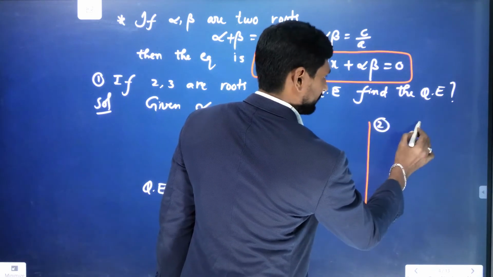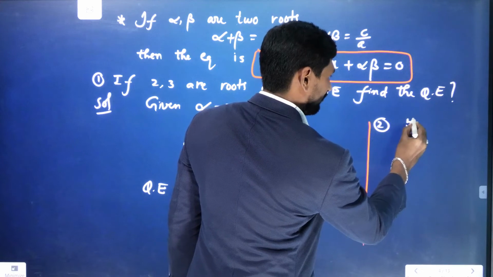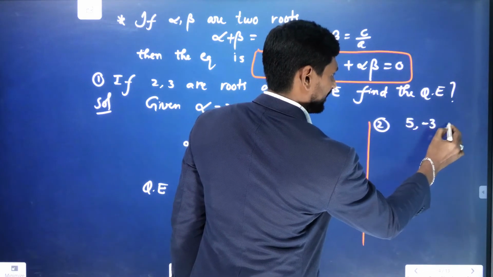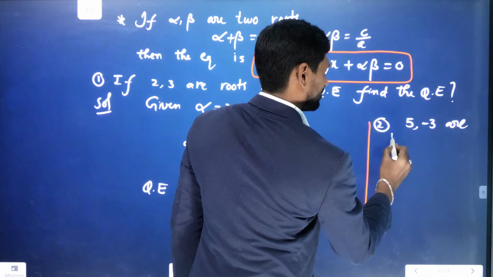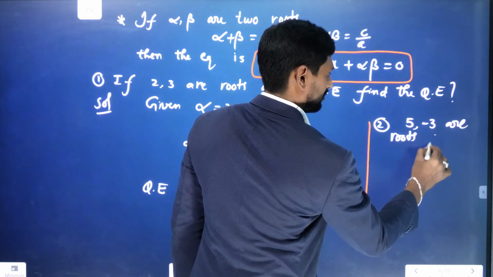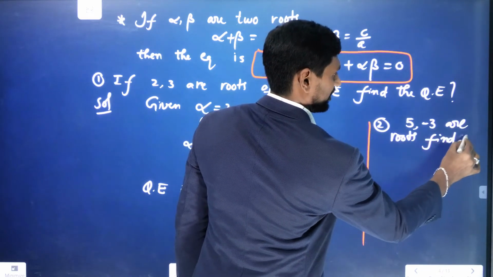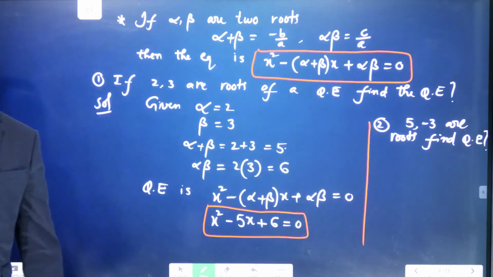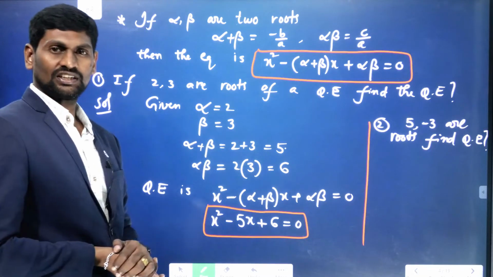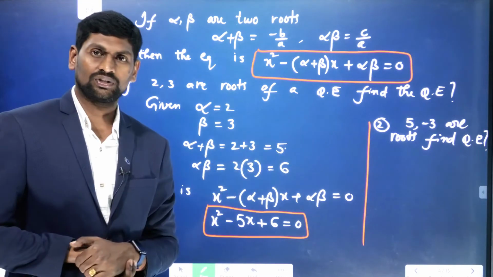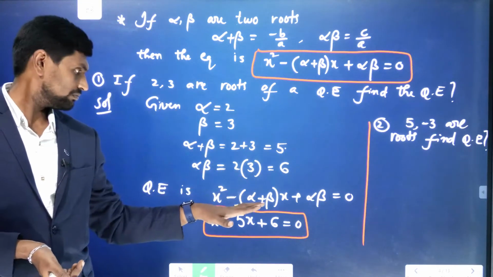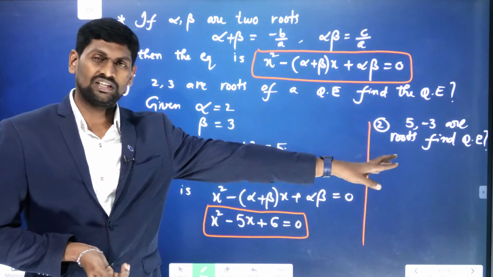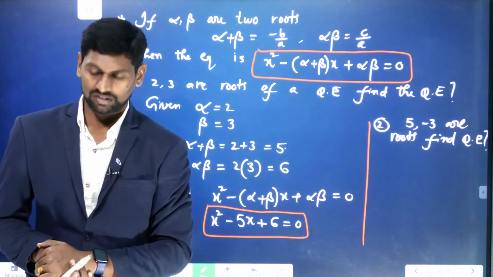And afterwards do this problem. Second sum: 5, minus 3 are the roots. Find the quadratic equation. Now roots are given, 5 and minus 3. Find the quadratic equation. First you note this problem, then try the second one. Do it, children.